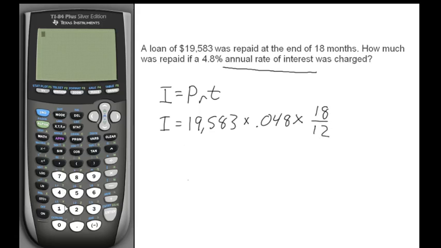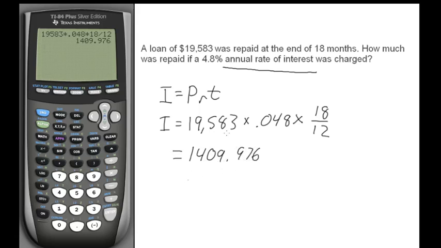So we can do this calculation in our calculator. 19,583 times 0.048 times 18/12ths. And so what we get is that the amount of interest is $1,409 and about 98 cents, but we'll go ahead and write all these decimals for now. We never want to round until the very end of a problem.